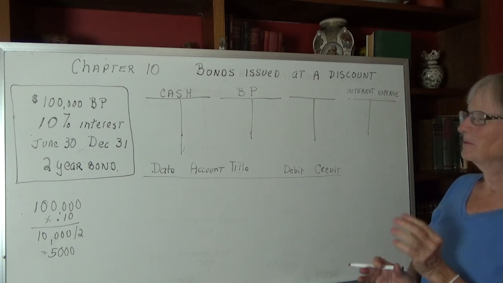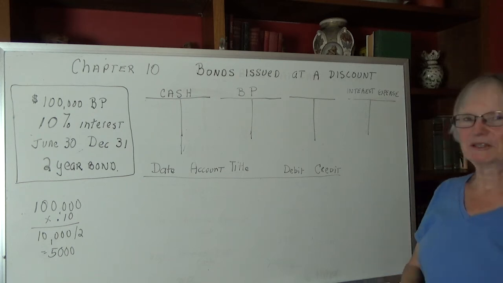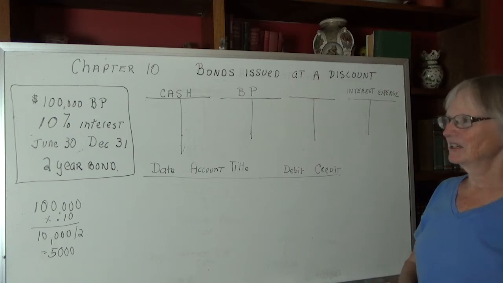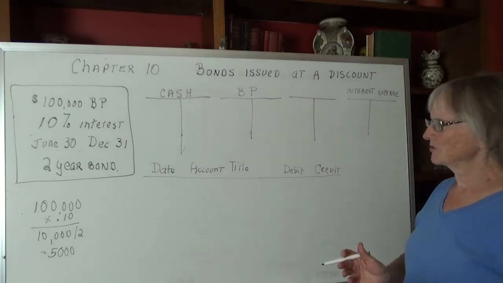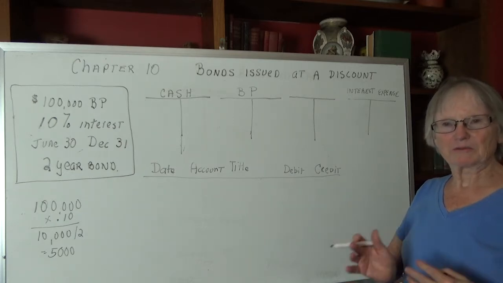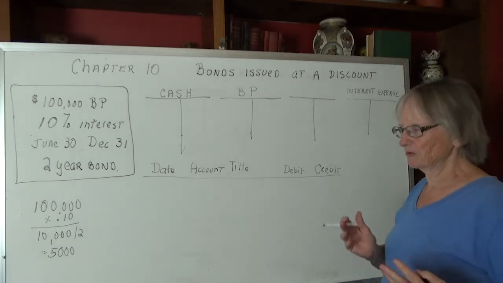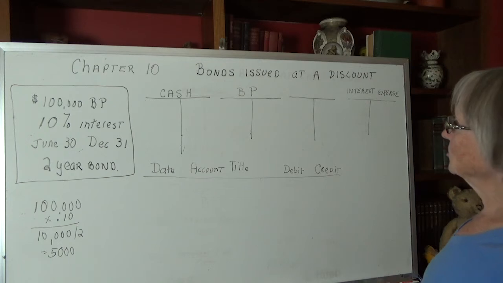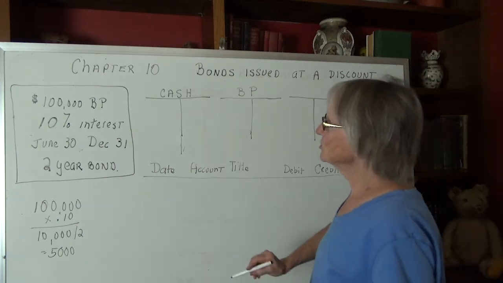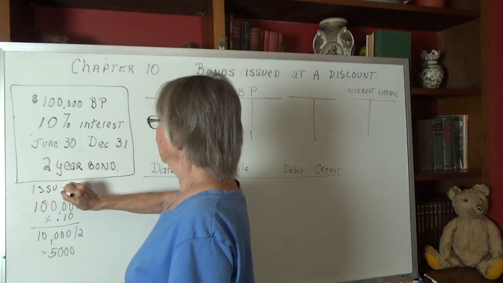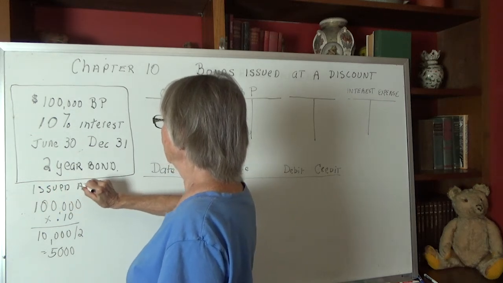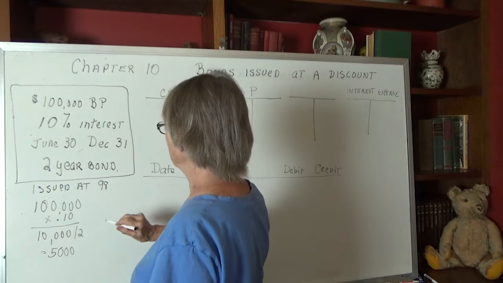So now we're going to look at bonds payable, but issued at a discount. And if you have looked at the one we did where they're just issued at face value, it'll make this one a little bit easier if you understand that. Okay, so we're going to say these bonds were issued at 98, and we know that means 98% of face value.